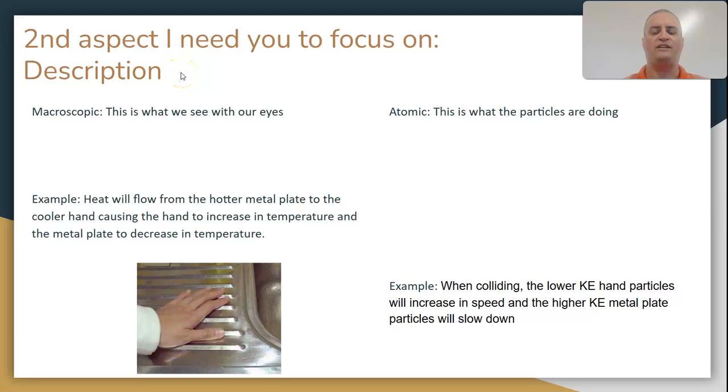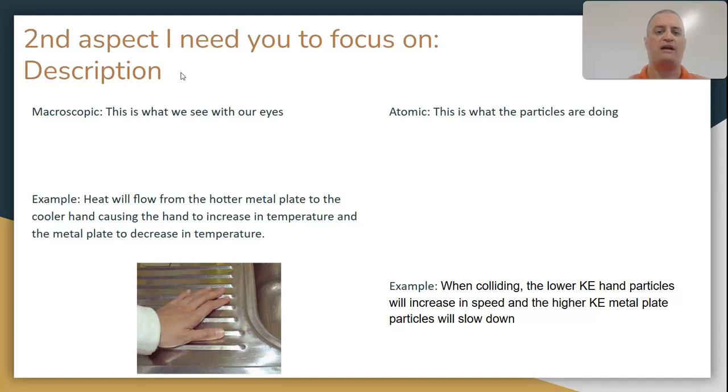All right, now we're going to get into the description of heat transfer. So at the macroscopic level, three things need to be true. One, objects need to be in contact. You can't transfer heat if it's not touching. Two, objects need to be at different temperatures in order for heat to be exchanged. Three, the lower temperature object increases in temperature and the higher temperature object lowers in temperature.